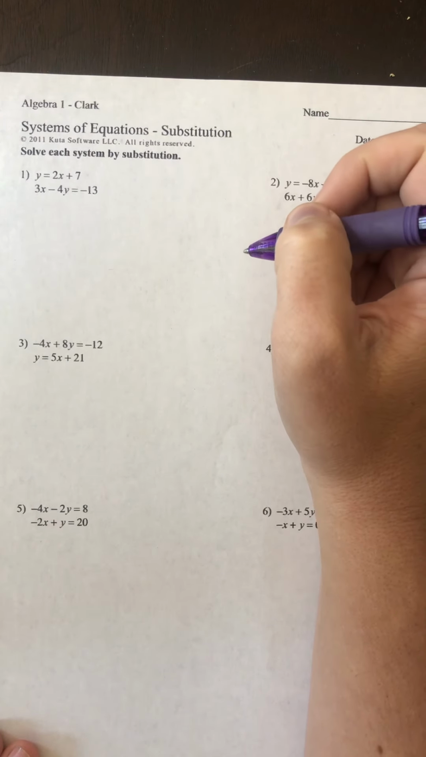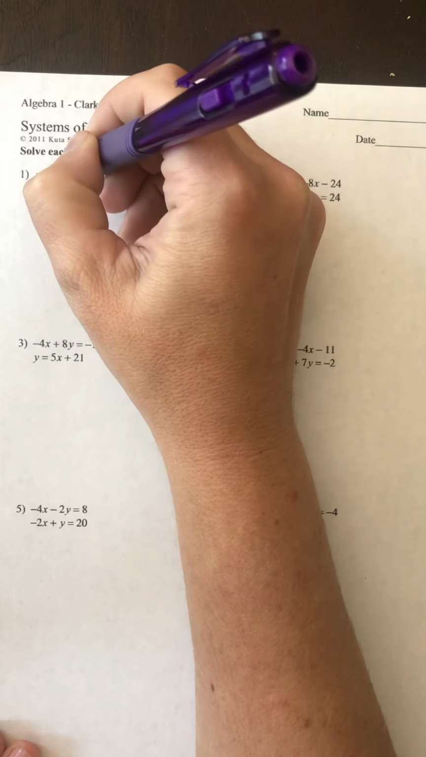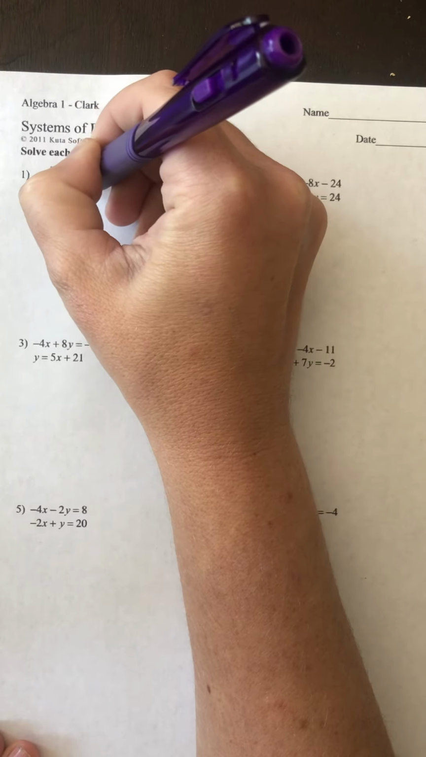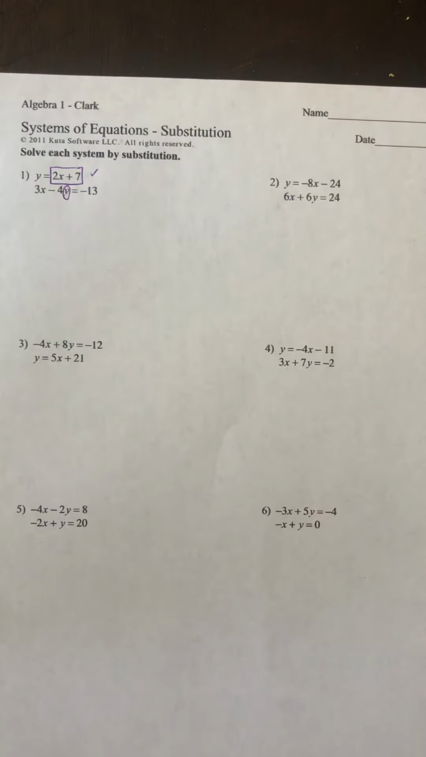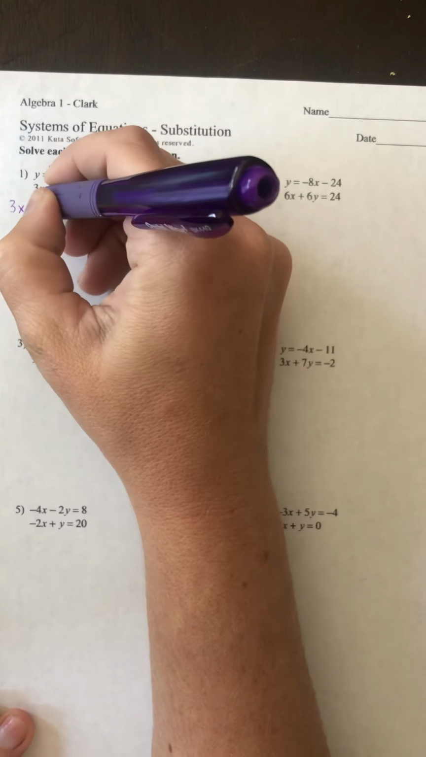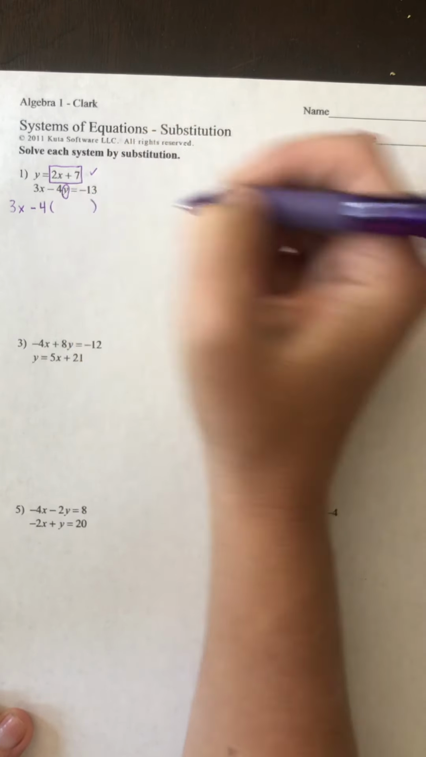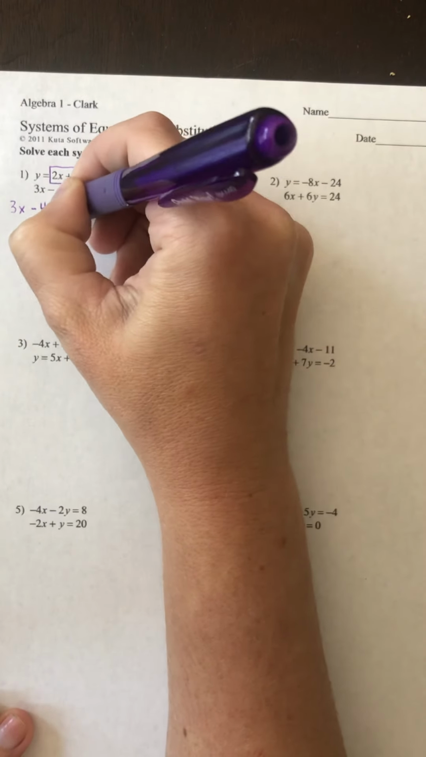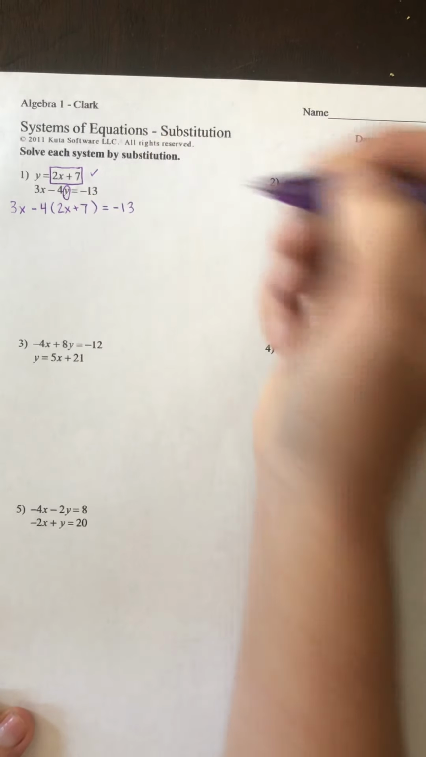So the first thing that we're going to do here, first step was always to ask ourselves if we have one of our variables isolated. So in this case we do. This one is isolated here. So our y value is equal to 2x plus 7. So where we see y in this second equation here, that's where we're going to plug in that 2x plus 7. So I'm going to go ahead and do that. So I have 3x minus 4, and instead of y, we're actually going to plug in that whole value, 2x plus 7, and that's going to equal negative 13.